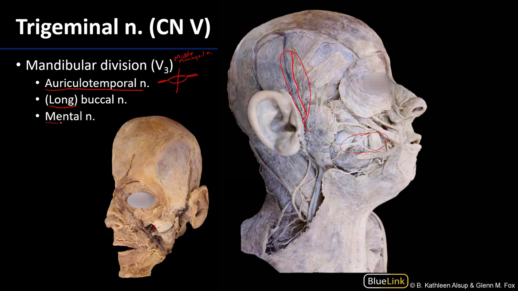And then finally, we have the mental nerve. The mental nerve is the terminal branch of the inferior alveolar nerve. So that inferior alveolar nerve enters into the mandible, and it innervates all of the mandibular teeth, and it comes out the mental foramen to provide sensory to the chin and lower jaw region. So that's the trigeminal nerve dermatomes in a nutshell.